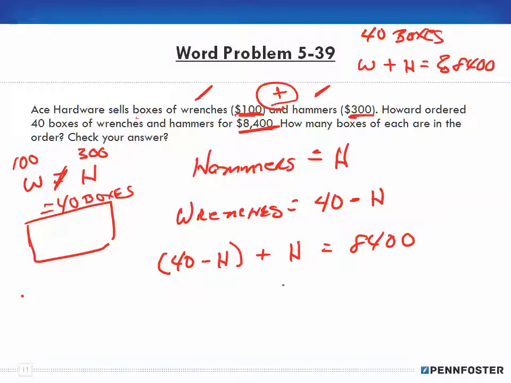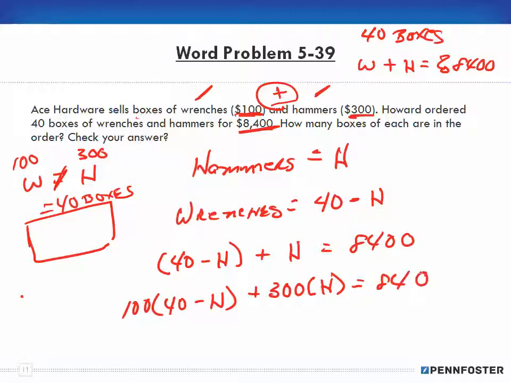So for my hammers, I'm going to have $300 times the number of hammers, and I'm going to have the wrenches at $100 times the number of wrenches. And that will equal my 8,400. Okay, so that's the equation I'm going to work from, right? And I can find out how many hammers I have by doing the math for the problem.